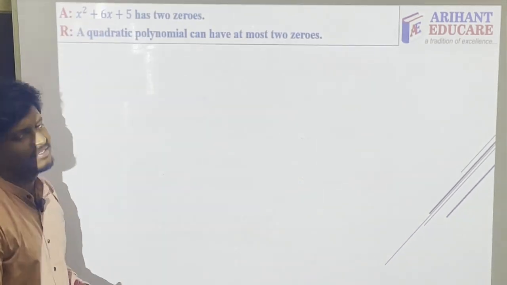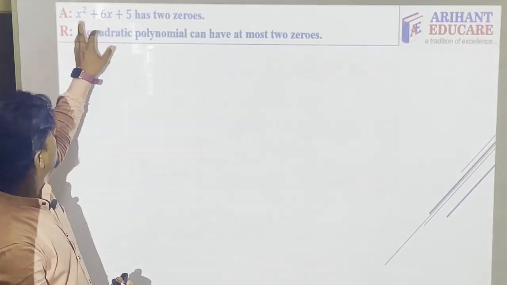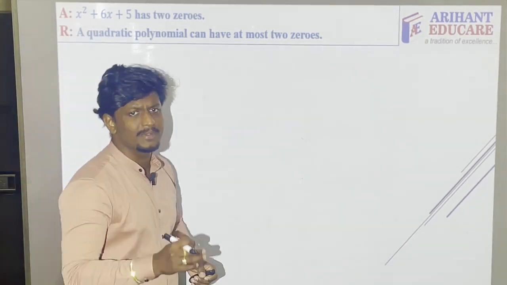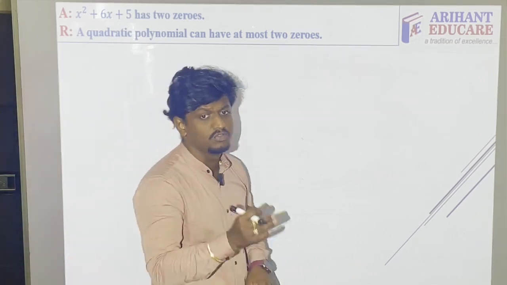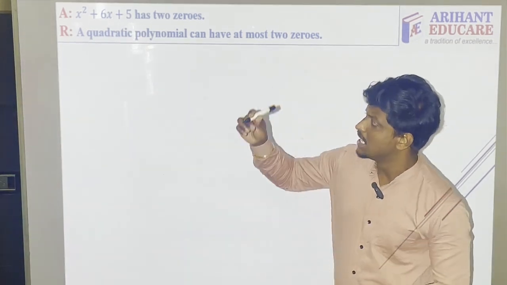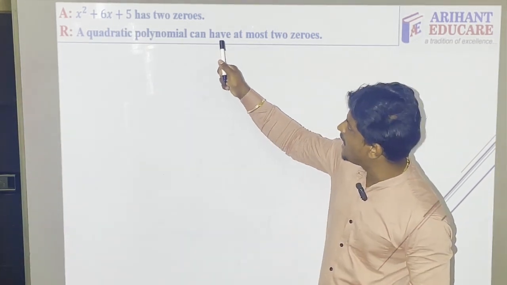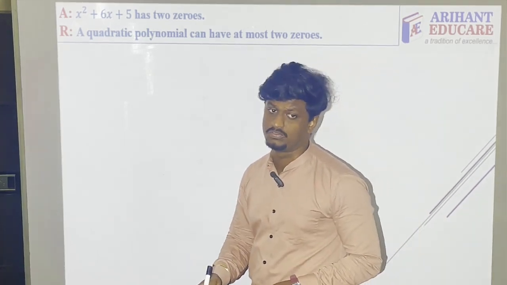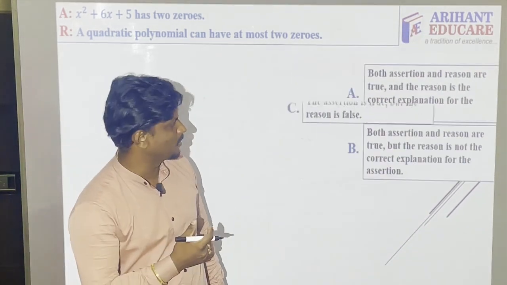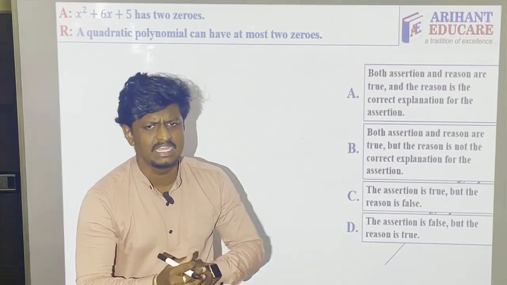The first assertion reasoning question is very simple. It says, the assertion says x square plus 6x plus 5 has two zeros. And the reasoning says a quadratic polynomial can have at most two zeros. And you know the options are as obvious as always. Option A, option B, option C, and option D.